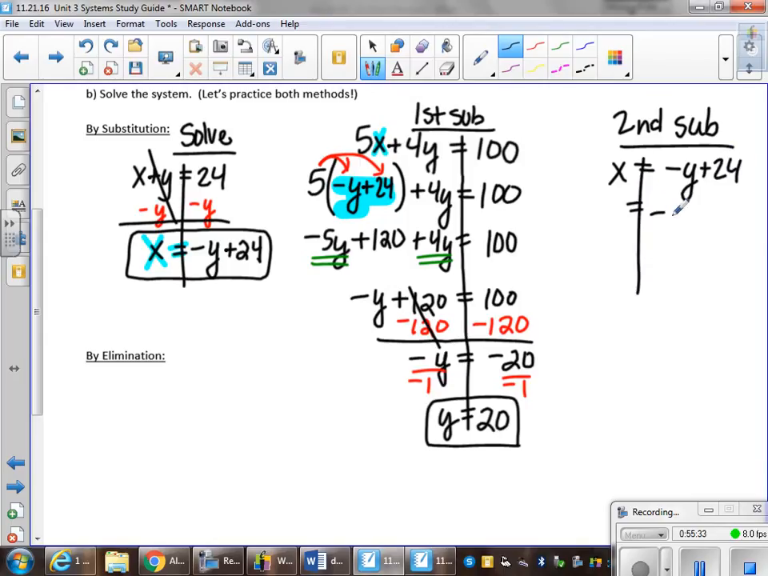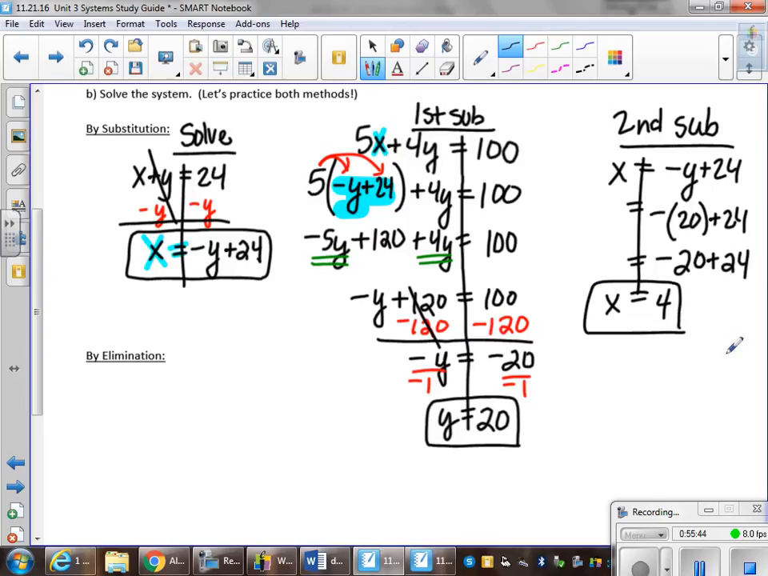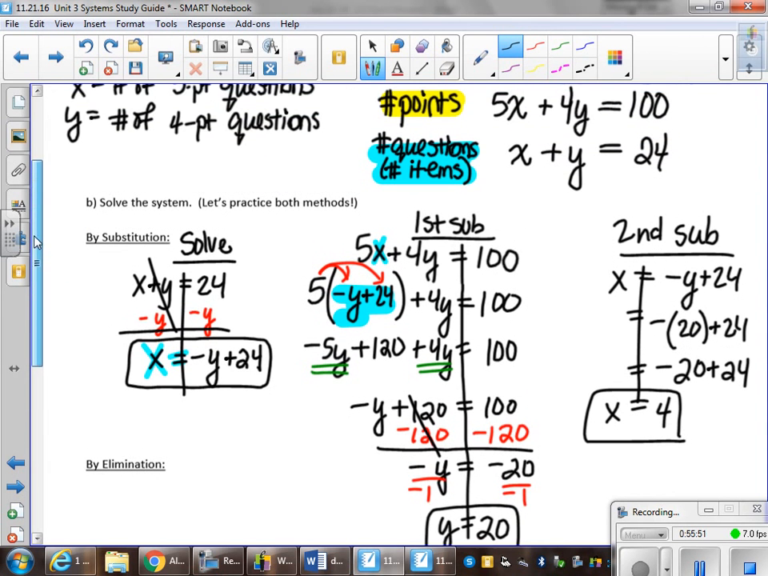So negative, and then in parentheses, 20 plus 24. That's negative 20 plus 24. X equals 4. All right, we'll talk about the real world meaning in a sec. Let's work on this using elimination. And if we did our job right by substitution, we should get the exact same answer, just a totally different way. So 5x plus 4y equals 100. X plus y equals 24.